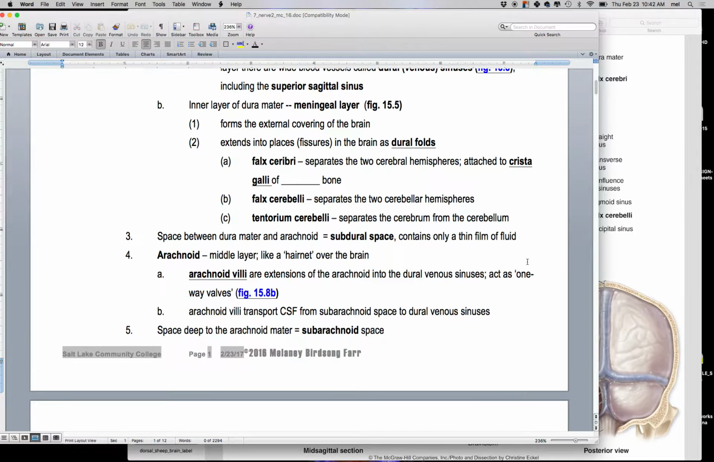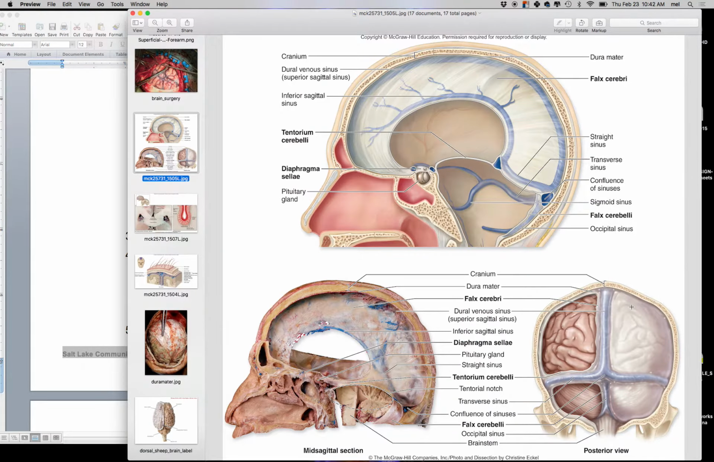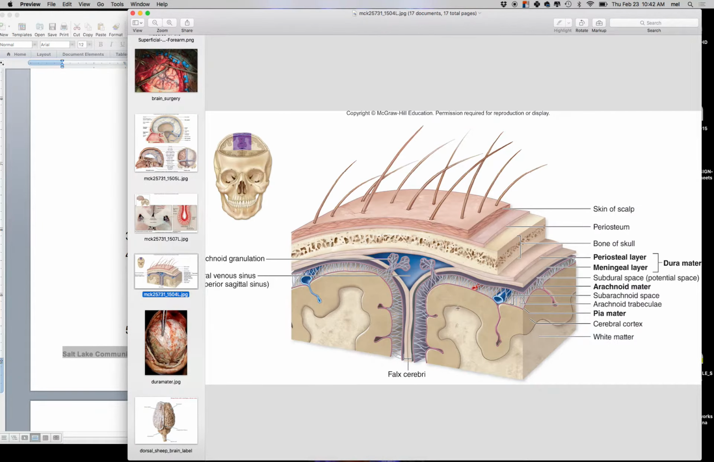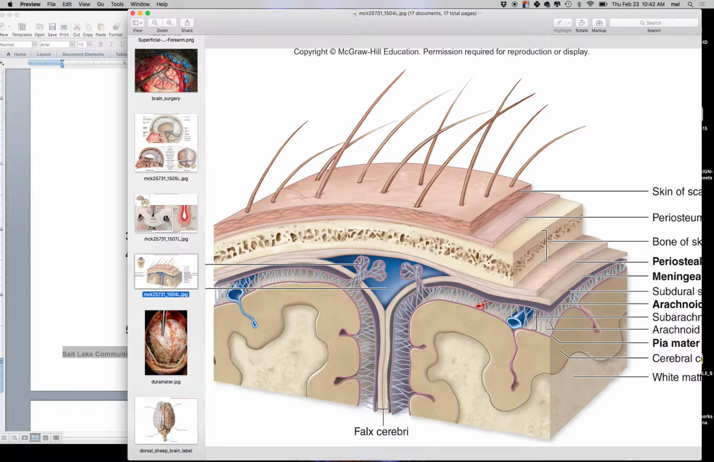Okay, so we already talked about the subdural. There isn't really much in the subdural space. When we move down to the arachnoid, let's just talk about it in a little bit more detail. So the arachnoid is here, of course. And what the arachnoid really does is it has a bunch of little fibers, mostly collagen, but a few elastic fibers, that really attach the pia mater to the underside of the meningeal layer of the dura mater, right? So it's really spider webby.